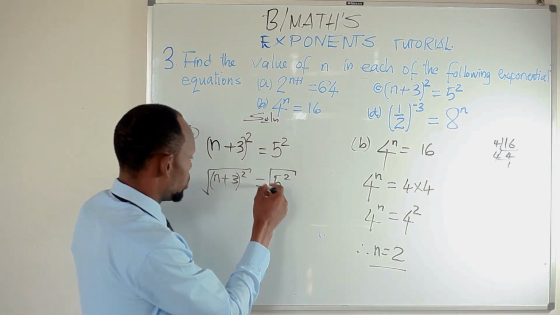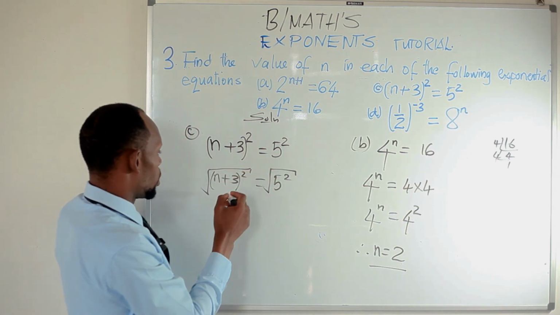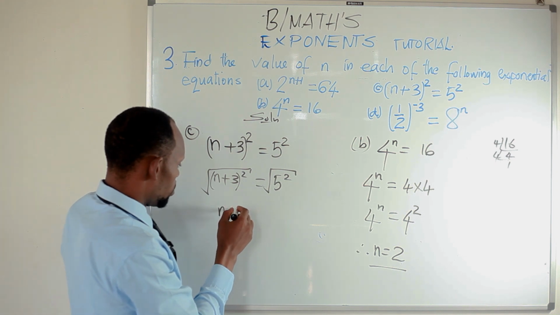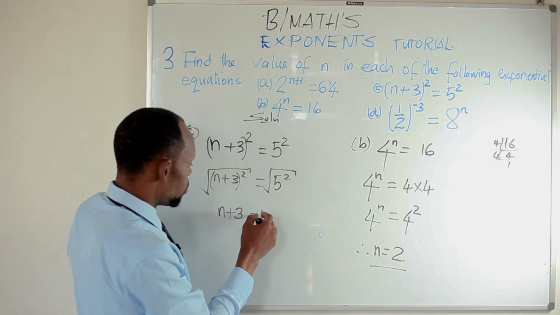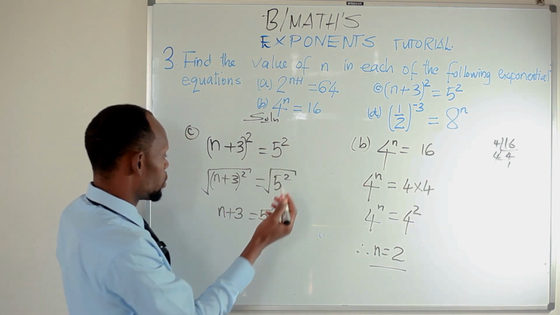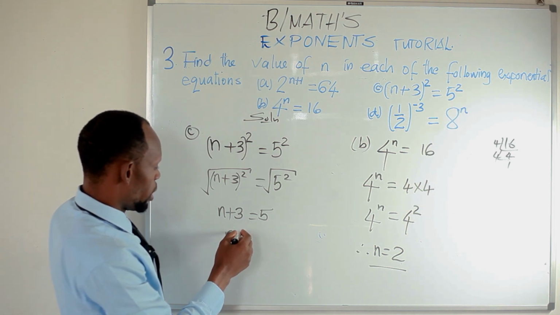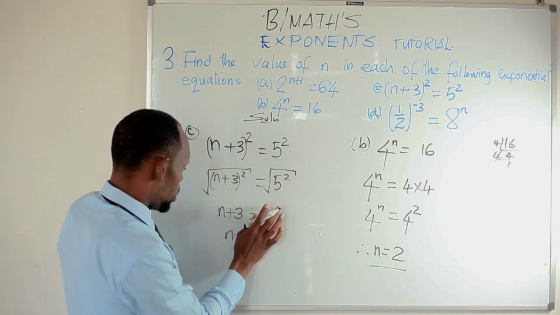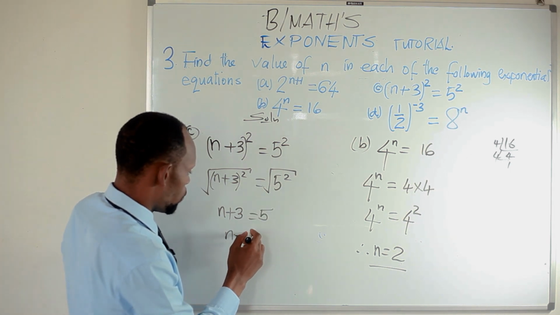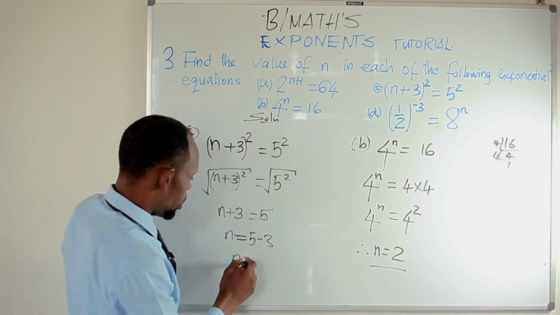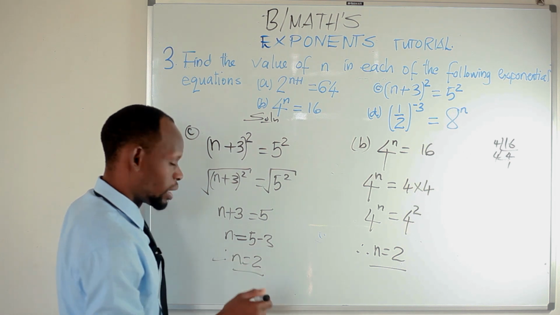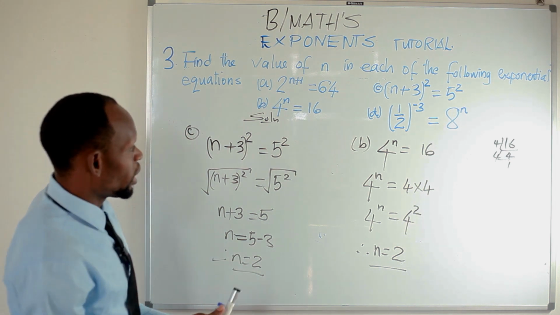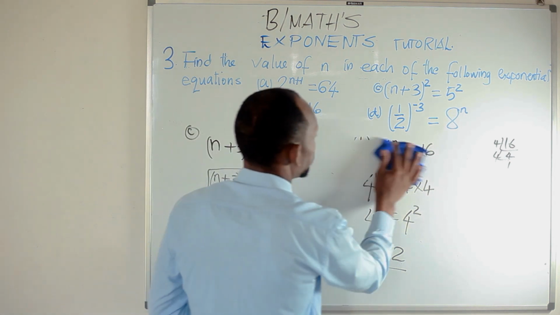The square root of this one cancels this one, so it will remain as n + 3 = 5. Yes, this and this cancel out. Therefore, n, shifting this 3 to the other side, will be n = 5 - 3. Therefore, n = 2. That is the answer. Let us proceed with number D.